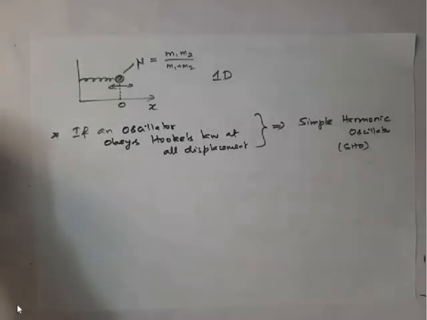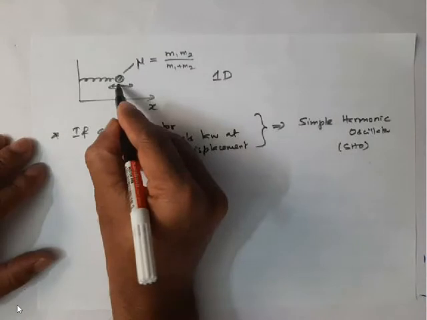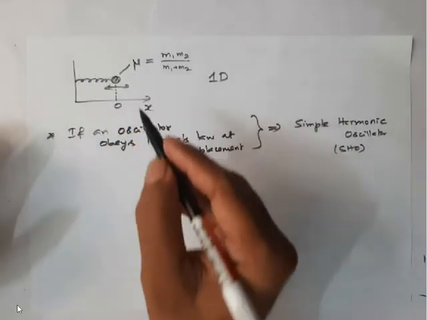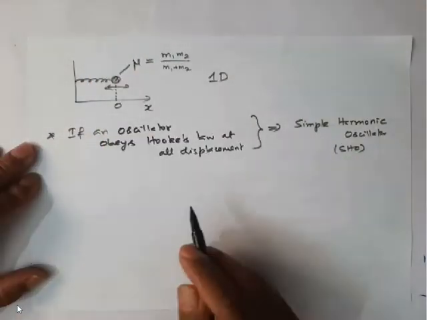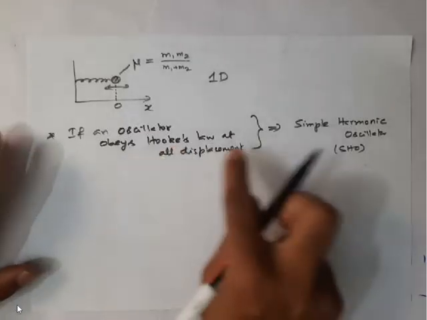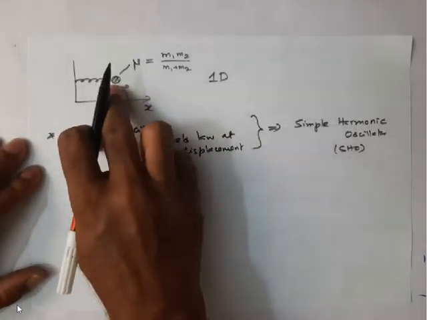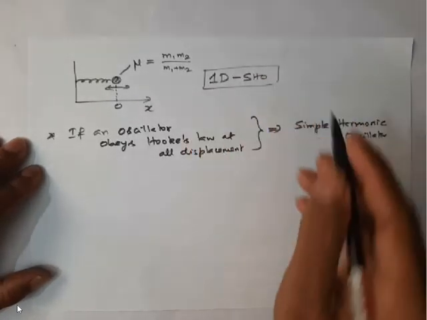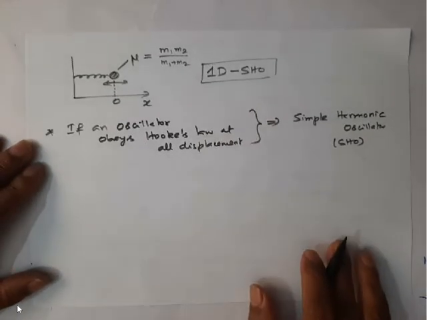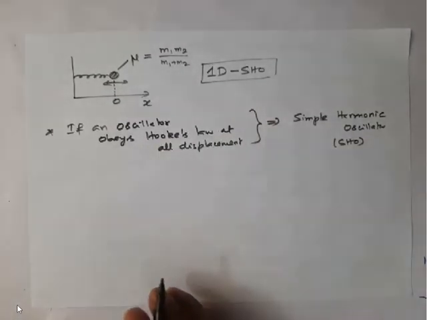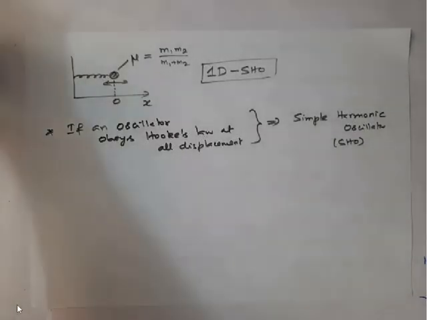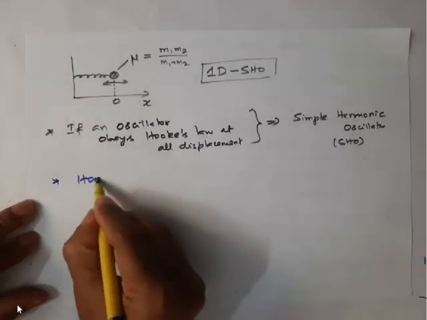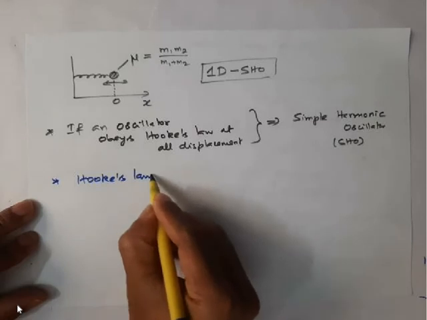So here I am going to assume that this molecule, having reduced mass mu, behaves like a harmonic oscillator. That means it obeys Hooke's law at all displacement. Under this assumption, you can call this oscillator a one-dimensional simple harmonic oscillator. So a diatomic molecule can be assumed as a one-dimensional simple harmonic oscillator. Now the next point is, what is this Hooke's law?